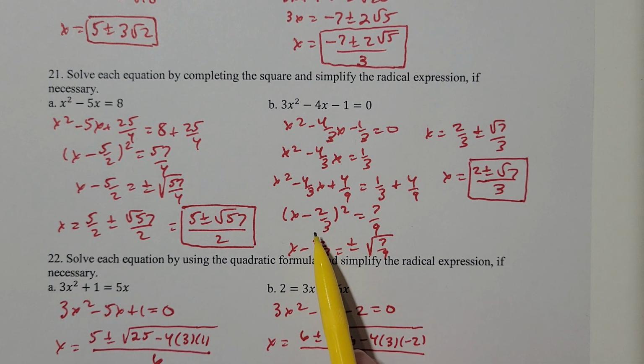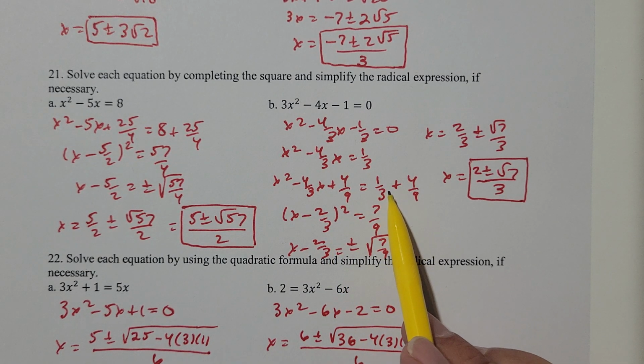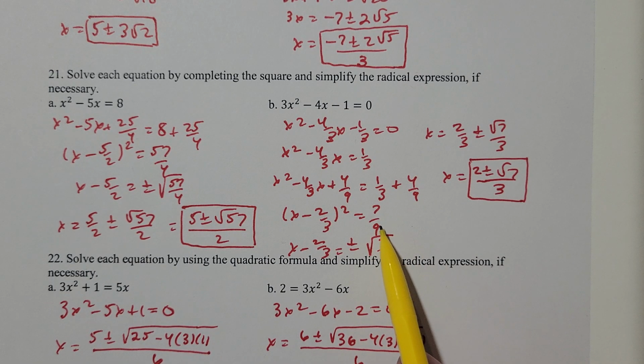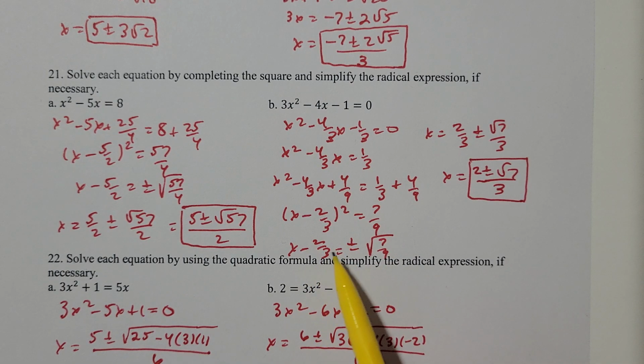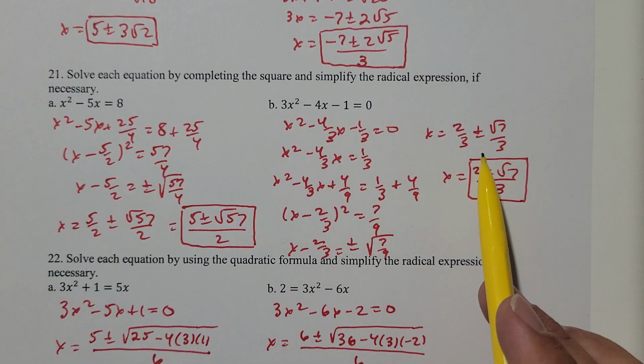Okay, x minus 2/3 squared equals 1/3. That's the same as 3/9. So I got 3/9 plus 4/9. That's 7/9. And now I'm using the square root property. So I take the square root of both sides. I get x minus 2/3 equals plus or minus the square root of 7/9. And so then if I add 2/3, x is 2/3 plus or minus the square root of 7 over 3.